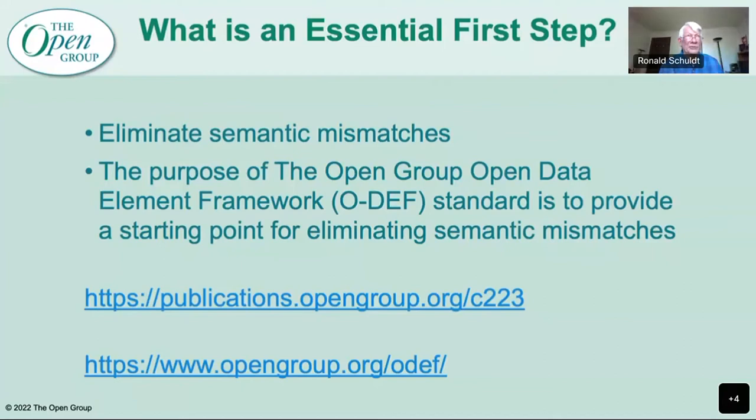Obviously, AI tools can begin to do that, but the semantic mismatches, having the same word having a different meaning between two different systems, or something that is described with one word in one system and a different word in a different system, and then those two actually have the same meaning. There's lots of semantic mismatches, and it becomes even more complex when you're dealing with different natural languages. So the purpose of the Open Group ODEF standard is to provide a starting point for eliminating those semantic mismatches.